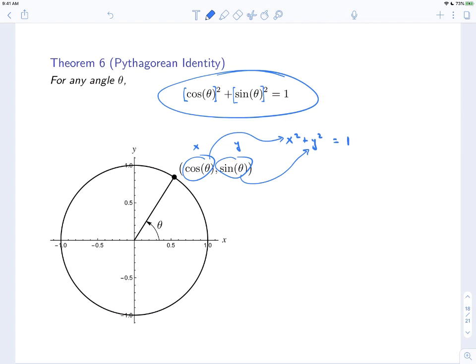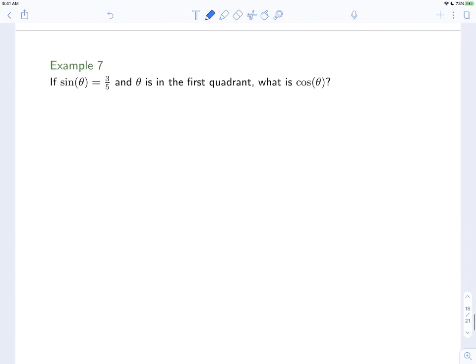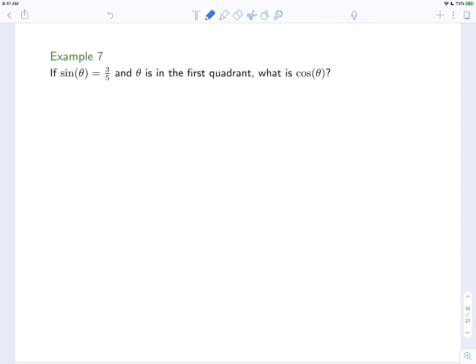Let's look at an example. If sine of theta is equal to 3/5 and theta is in the first quadrant, what is cosine of theta? Well, the Pythagorean identity tells us that cosine of theta quantity squared plus sine of theta quantity squared is equal to 1. But we know what sine of theta is. Sine of theta is 3/5. So we just plug in 3/5 there for sine of theta.